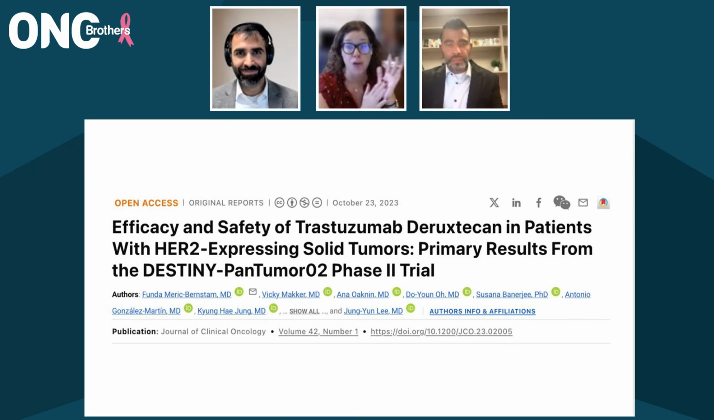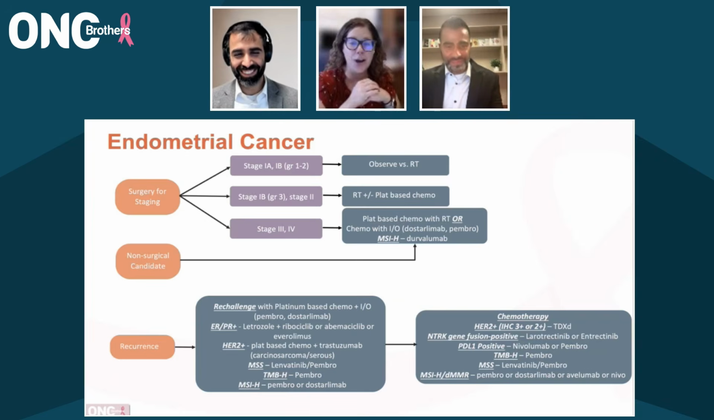trastuzumab deruxtecan is a great drug, and we've already had people who had like 8 or 9 prior therapies that finally, once we got that approval, we used it. I have a lady that has a complete response. I mean, it's a legit drug. And you guys that do solid tumors, you've known this because it's breast and everything else. For us in gyn, it's like, oh my God, it's so exciting. So yeah, I'm 100% a believer in that drug.